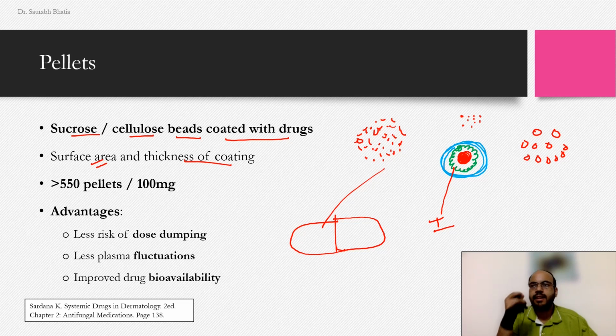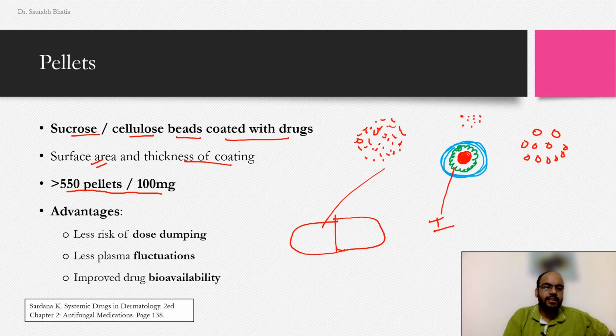The smaller the pellet that you use, the higher the surface area and the more drug that can be delivered. So it has been found that more than 550 pellets for every 100 milligram of itraconazole should be there for proper drug absorption.